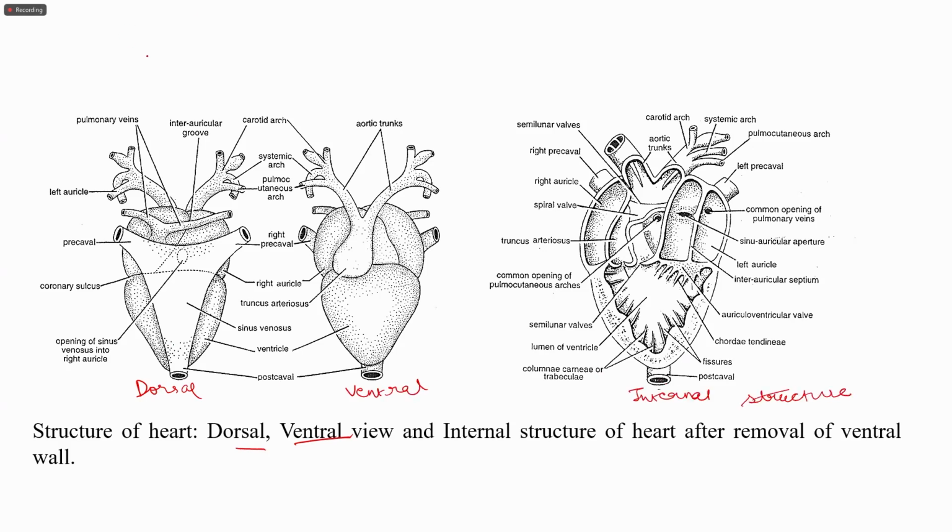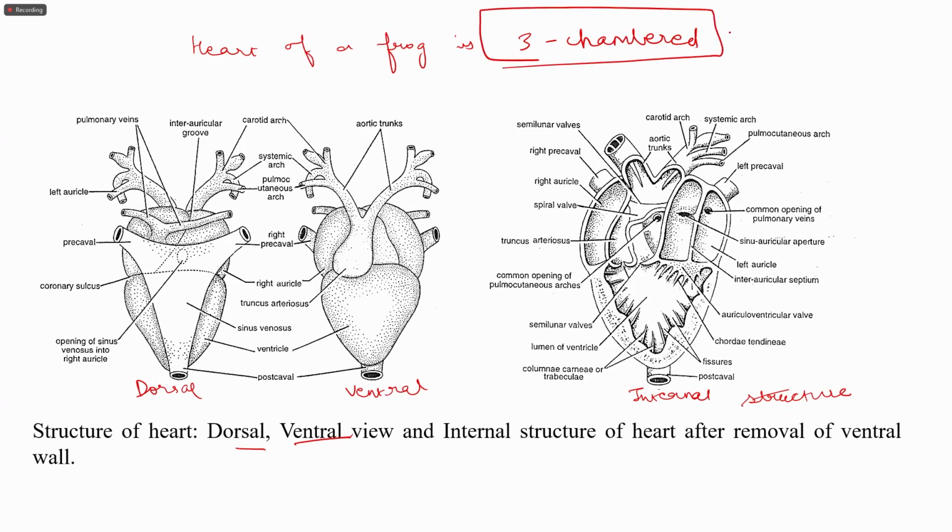The heart of a frog is 3-chambered. This is very important. That is, two auricles, right and left, and one ventricle. So we have a left auricle, a right auricle, and one ventricle. You can see this in the internal structure also. This is the right auricle, this is the left auricle.